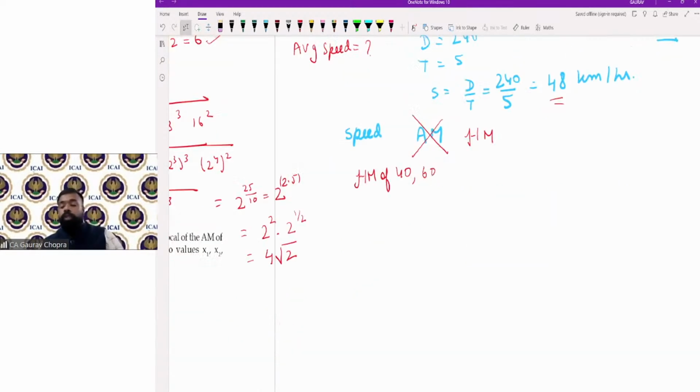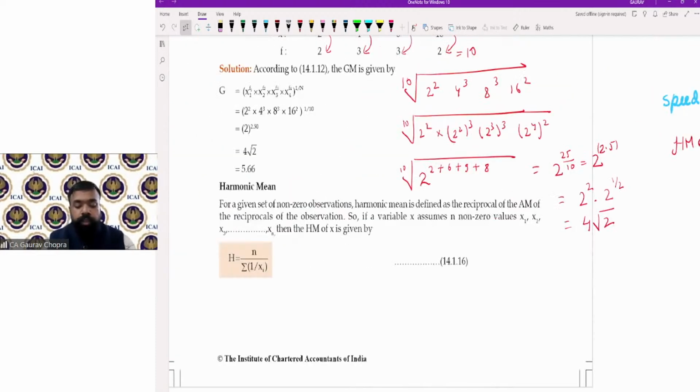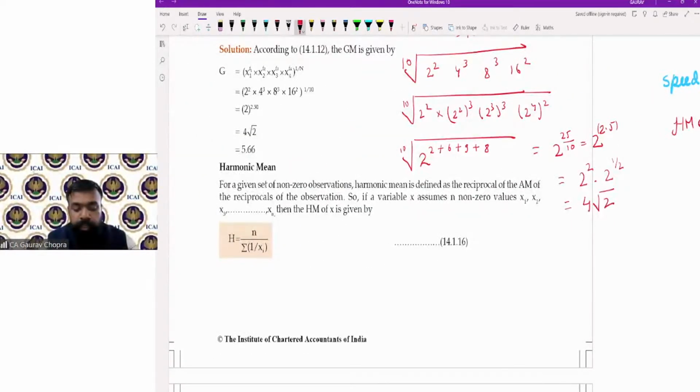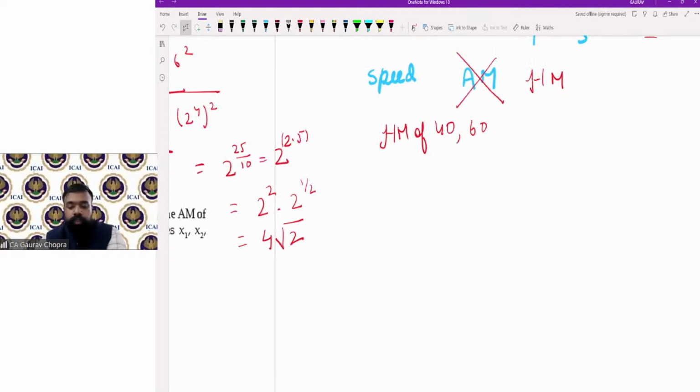Now, how to solve harmonic mean? What is the formula for harmonic mean? It says harmonic mean is equal to n upon sigma 1 by x. N means number of observations and sigma 1 by x, that is the sum of reciprocals. What you have to do? Sum of reciprocals.